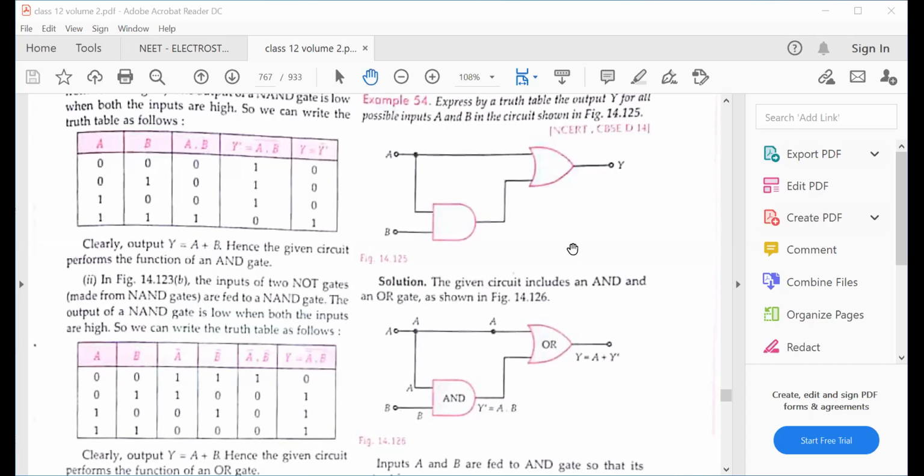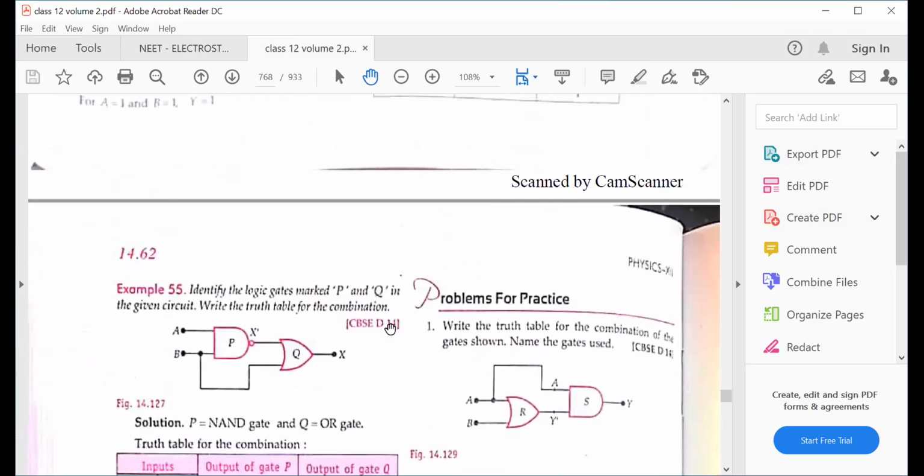What is the answer for this? Is it 0011? 0011. Yes, ma'am, correct. Good. So it is 0011. Okay. So let's see one more. Try this 155. And this one, questions, problems for practice. These two questions, please do it.